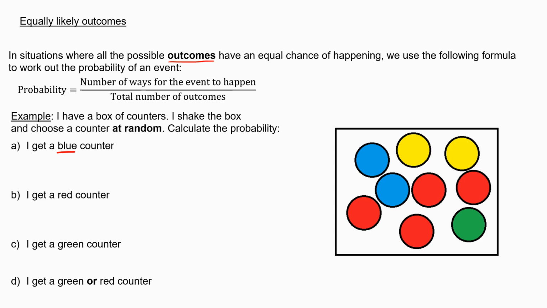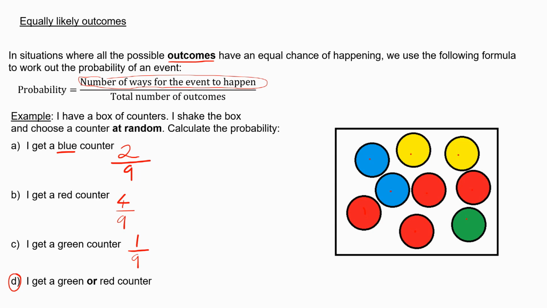Well, I need to work out how many ways there are for me to get a blue counter. Because there were 2 blue counters in the box, that's just going to be 2 out of how many counters there are in the box, which is 1, 2, 3, 4, 5, 6, 7, 8, 9. So the chance that I get a blue counter is 2 out of 9. The chance that I get a red counter, whole new situation now, is going to be 4 out of 9 because there are 4 red counters and 9 counters in total. The chance that I get a green counter is 1 out of 9 because there's only 1 green counter.